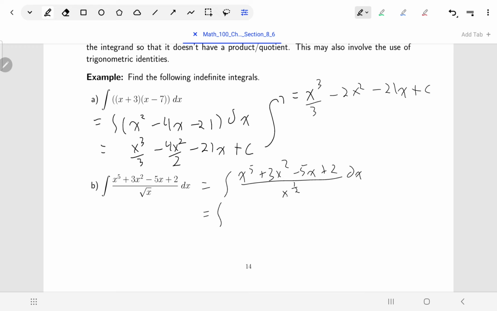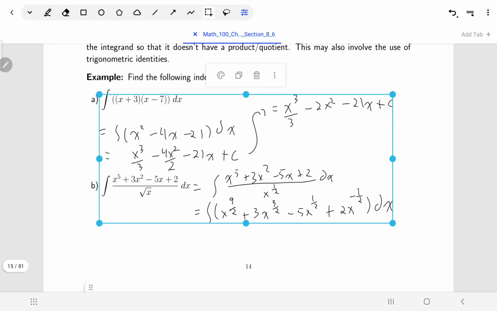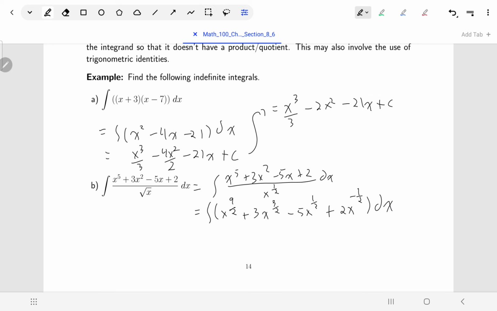So x to the 5 divided by x to the 1/2 is x to the 9/2. X squared divided by x to the 1/2 is x to the 3/2. X to the 1 divided by x to the 1/2 is x to the 1/2. And then 2 divided by x to the 1/2 is 2x to the -1/2. There we go. So it's no longer written as a quotient, which means I can now go ahead and go term by term and use my integration rules that I know. So let's do that for this.